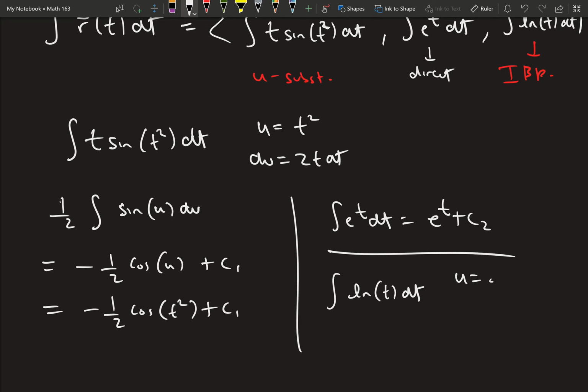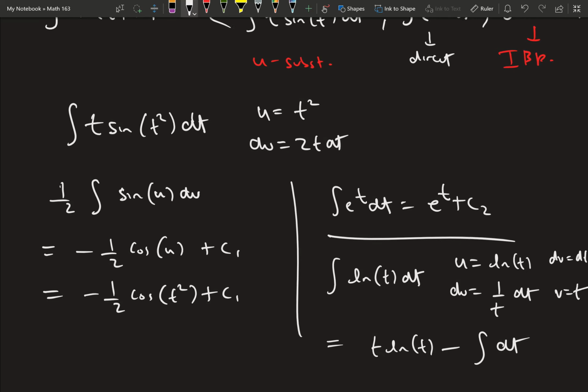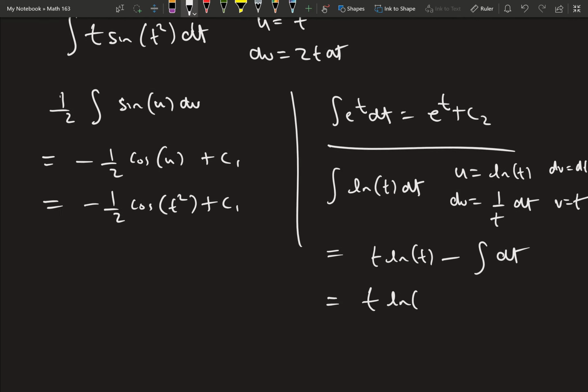The last one is the integral of ln of t dt, which we do by parts. So u here is ln of t, dv is dt, du is 1 over t dt, and v is equal to t. This equals uv, t ln of t, minus the integral of v du. The t and the 1 over t cancel, and we get t ln of t minus t plus a constant, constant 3.